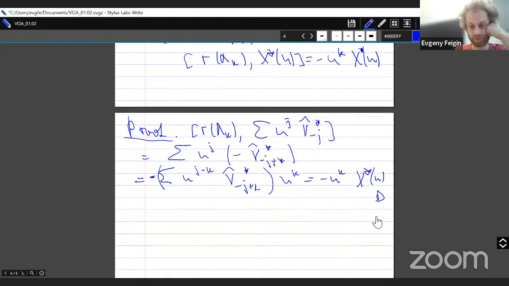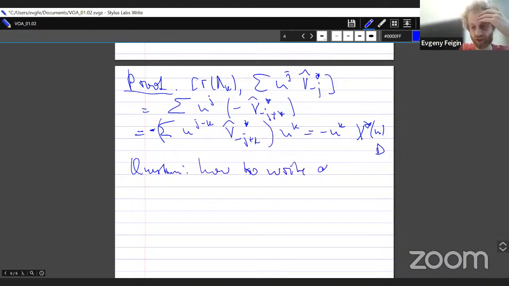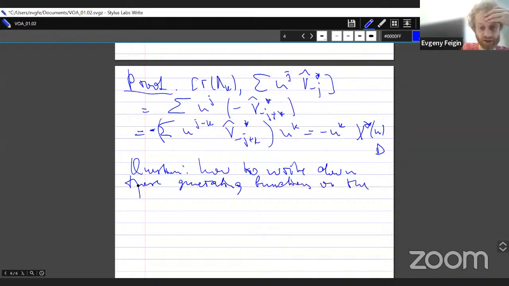Okay. So this is it. So now we have two generating functions. Now our question is how to write down these generating functions on the B side. Okay. So this is the question.